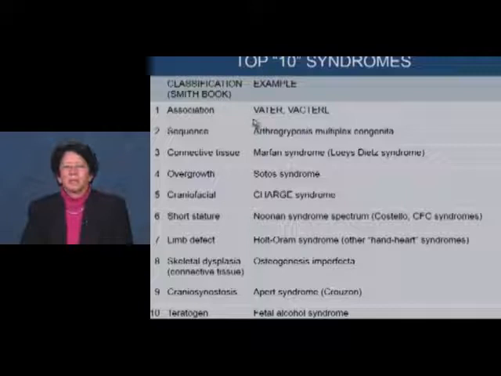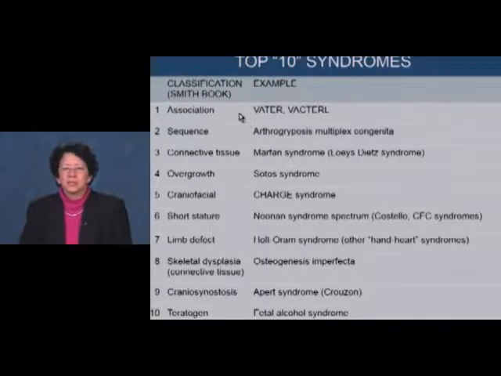And each of them represents something, some example that I want to typify to make this a broader learning experience. So the first one will be VATER association. The next one is arthrogryposis, or multiple contractures. So this represents an association, this represents a sequence.